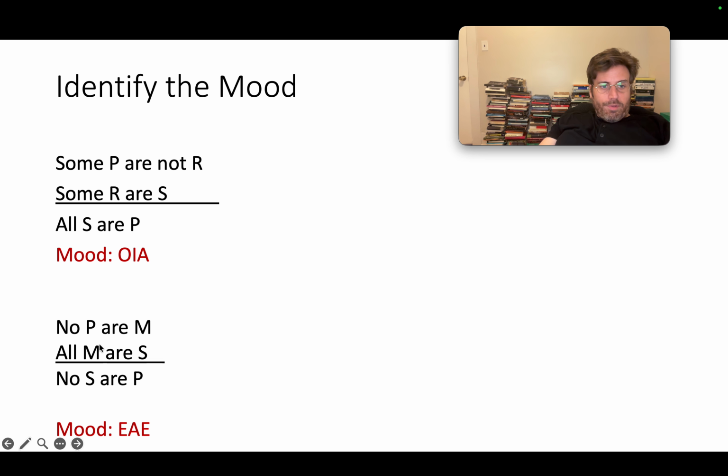The second example, the mood is EAE. The first major premise is an E proposition, universal negative, no S are P, or in this instance, no P are M. The minor premise, all M are S, takes the form of a universal affirmative. And then the conclusion is also an E proposition, a universal negative, no S are P. So the mood of the second argument is EAE.